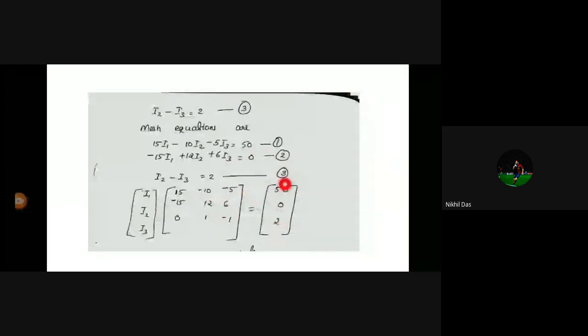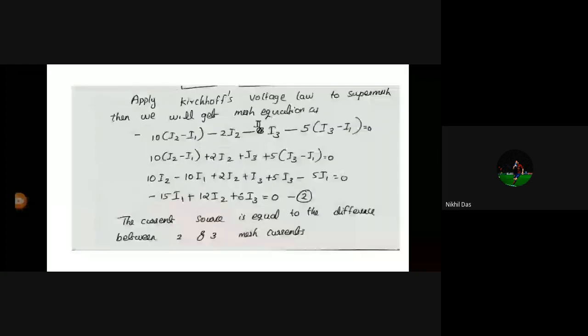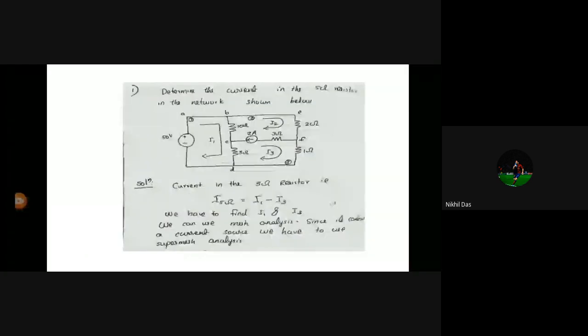In this, you know that I1, I2, I3 are variables. So you have to find out I1, I2 and I3. See, what is your question? Your question is to determine the current in the 5 ohm resistance. What is the current in the 5 ohm resistance? That is equal to I1 minus I3. Current in the 5 ohm resistance is equal to I1 minus I3.